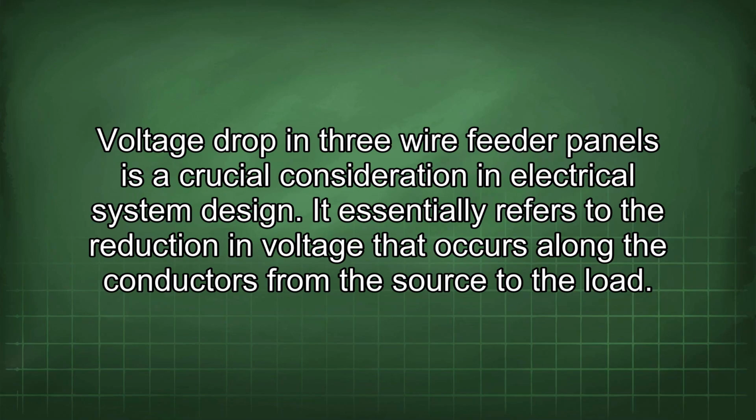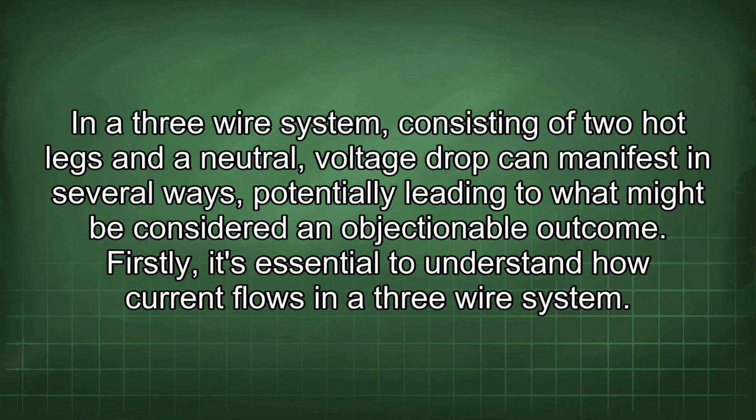Voltage drop in three-wire feeder panels is a crucial consideration in electrical system design. It essentially refers to the reduction in voltage that occurs along the conductors from the source to the load. In a three-wire system consisting of two hot legs and a neutral, voltage drop can manifest in several ways, potentially leading to what might be considered an objectionable outcome.